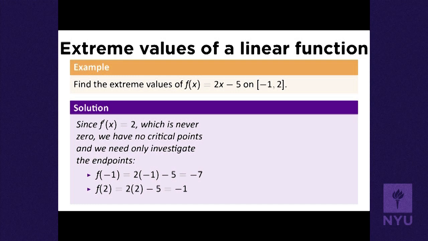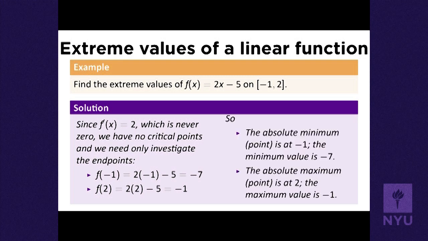The maximum point is the number that we plug in to get the maximum value, which would be 2. And the minimum point would be the number that we plug in to get the minimum value. That would be negative 1. So the absolute minimum point is negative 1. The absolute minimum value is negative 7. The absolute maximum point is 2. And the absolute maximum value is negative 1.